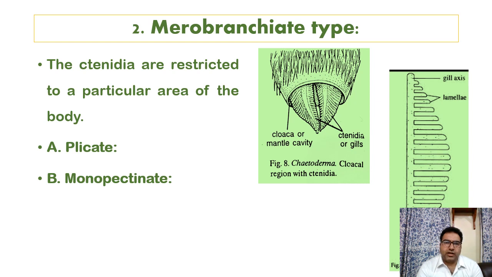Now we shall be talking about the Merobranchiate type. The first one was the Holobranchiate, that is, the Ctenidia covered the whole body, that is, they were present along the whole of the body. But in this very case they are restricted to a particular area, and they can further be divided. Depending upon the arrangement of these very leaflets, the gills have been divided into 4 types.